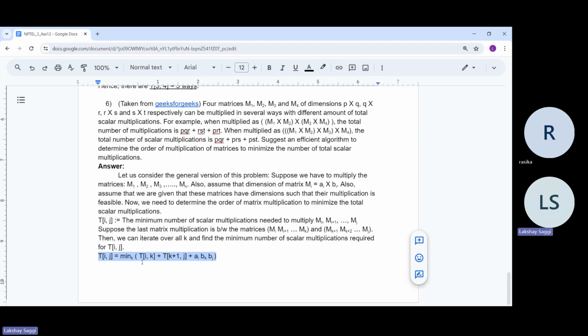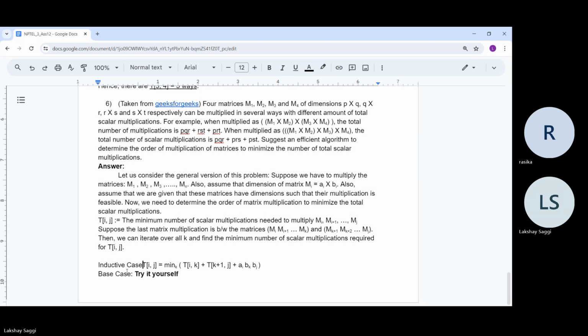And similarly, you will have to write down some base cases. Base case, you can try it yourself, it's not too difficult. So this is the inductive case. And from this, after calculating this, we'll output the value of t of 1 comma n.